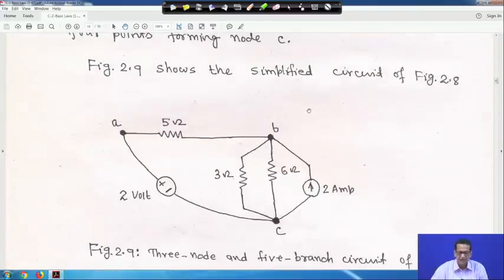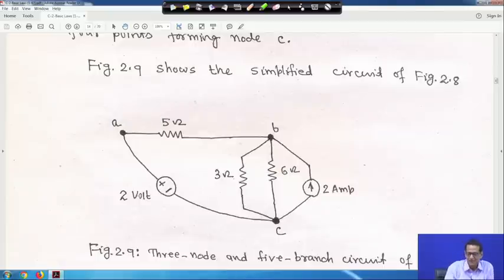I can mark two independent loops. One is A B C A, that is the 5 ohm, 6 ohm and your 2 volt source. This is one independent loop. Another one I can say A B C A, that is the 5 ohm, 2 ampere current source and 2 volt. So, these two independent loops I am telling, but one more is there, although 6 will get, the third one is an exercise for you.